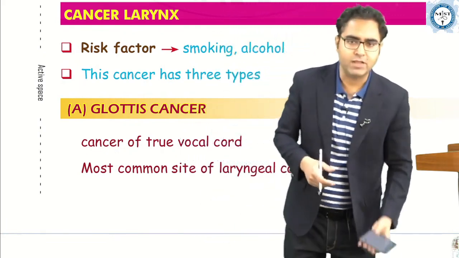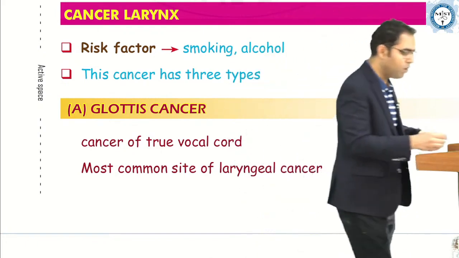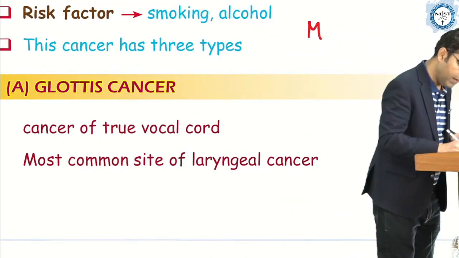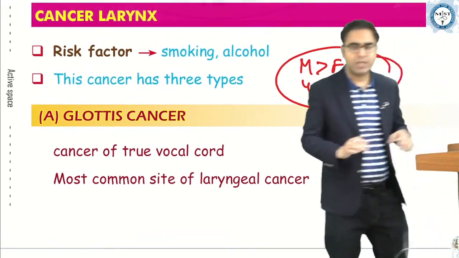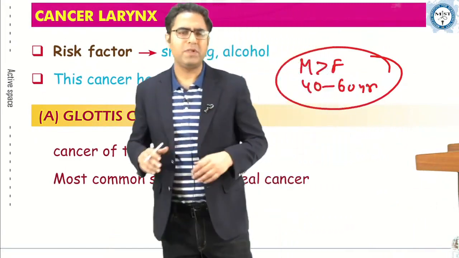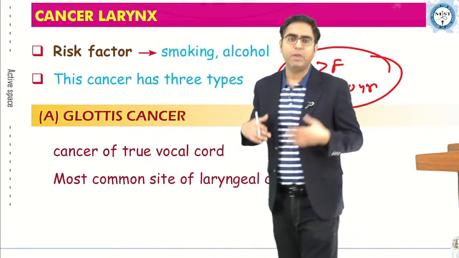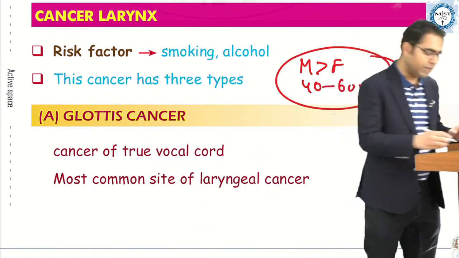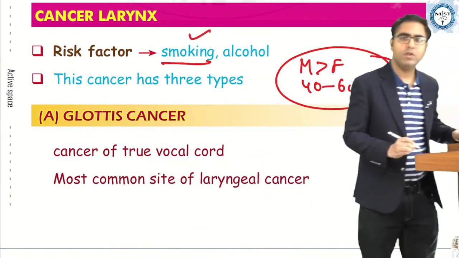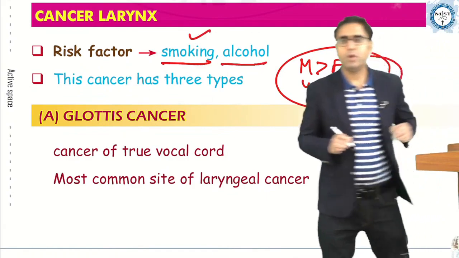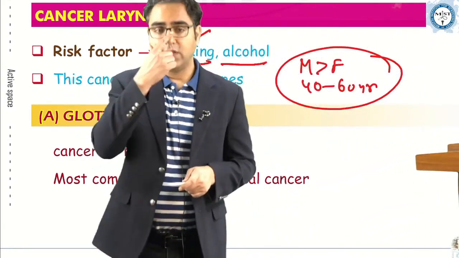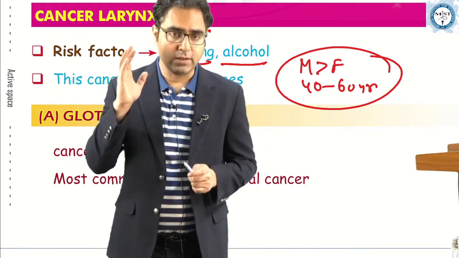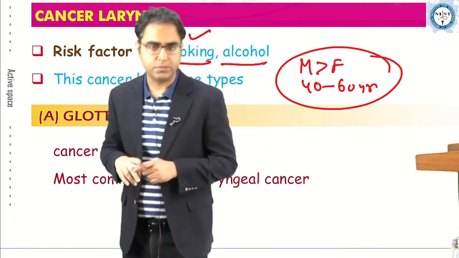Can we start cancer larynx, beta? First of all, it is more common in males, in 40 to 60 years of age. Females do not get this cancer; mostly males are getting it. Now, the risk factor is smoking, which everybody knows. Number two, alcohol also. You may not know alcohol as a risk factor for this cancer, but yes, that is the case. The risk factors are smoking plus alcohol.